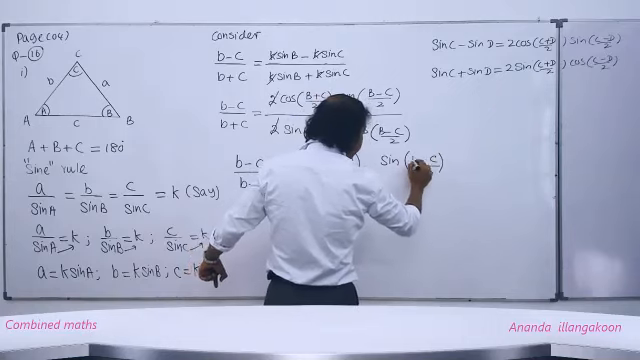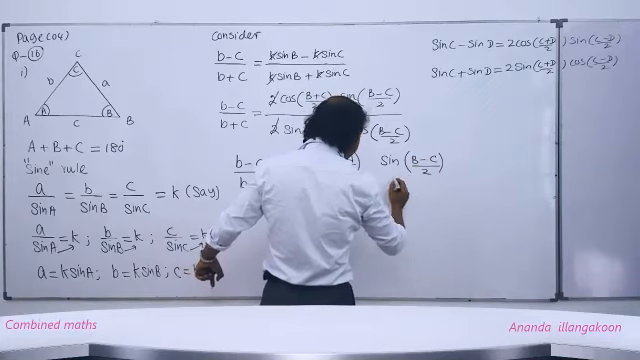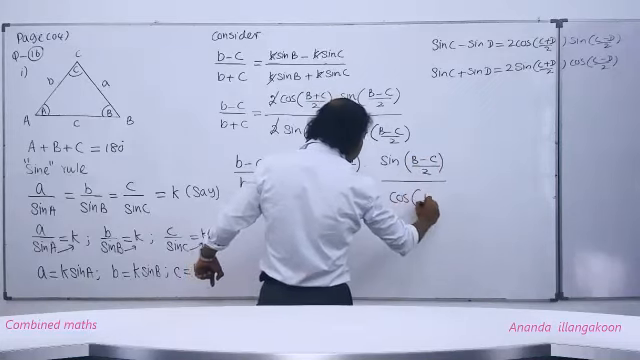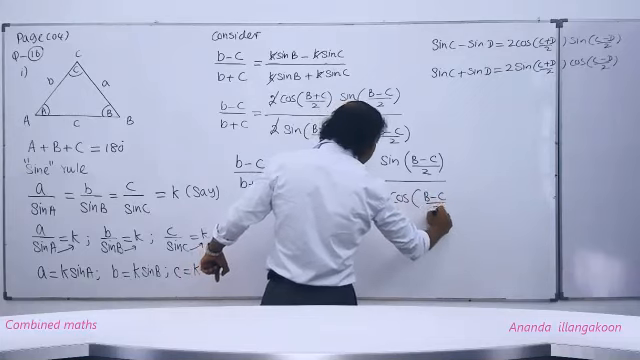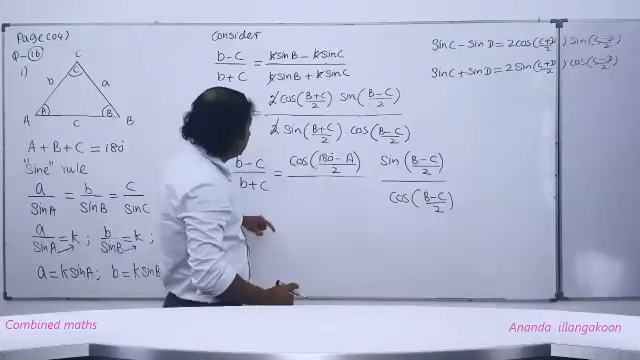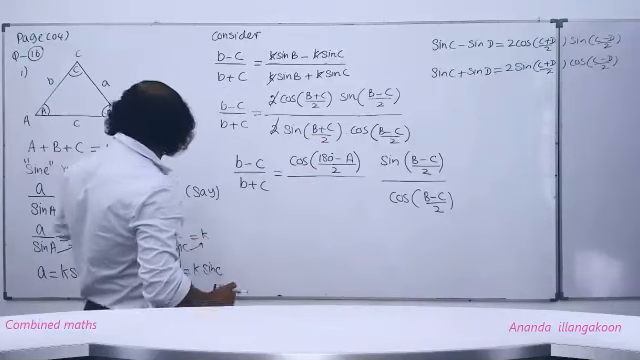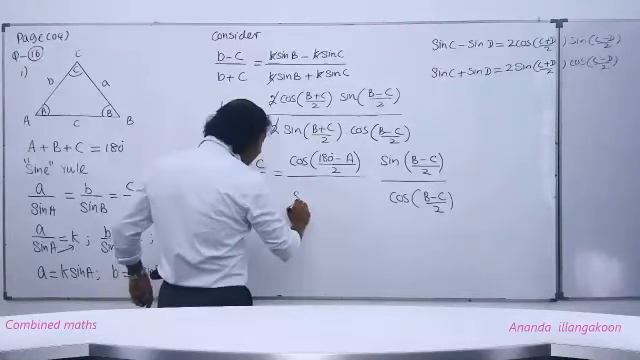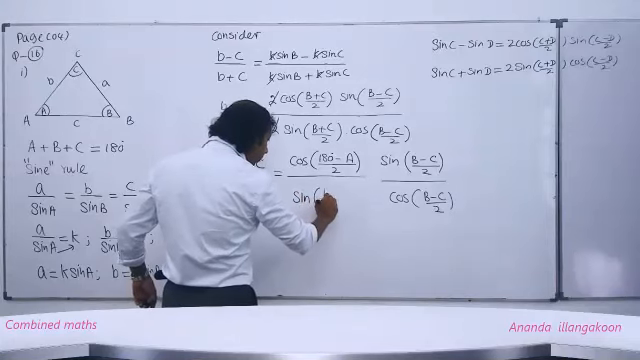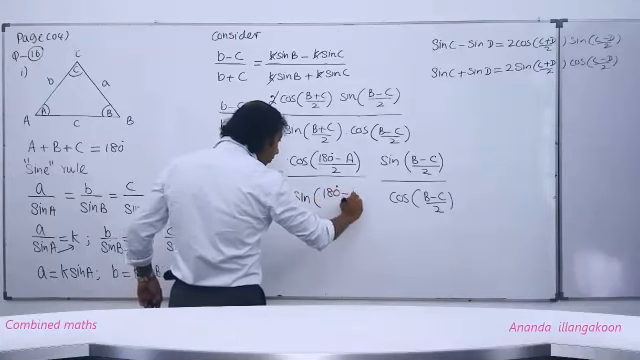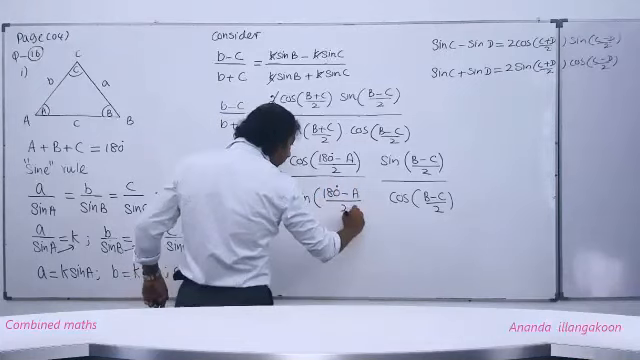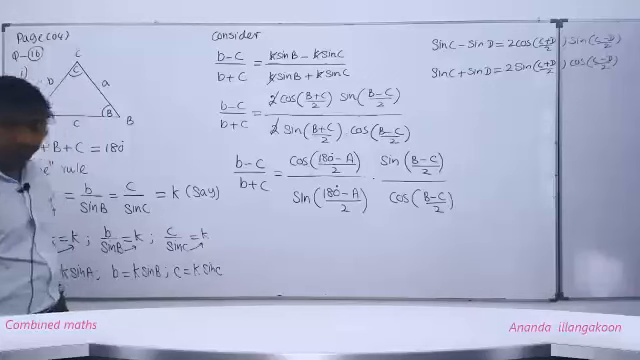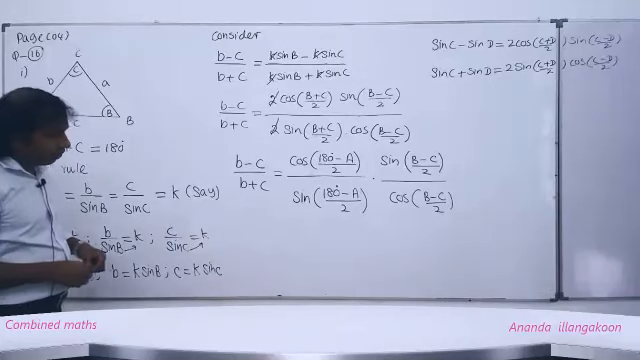Right now, before. Divided by this one, I am writing next: cos (B minus C) by 2. And here also, for this B plus C, I can put 180 minus A. Sine (180 minus A) by 2. This way. Right. So now let's see how to put this.